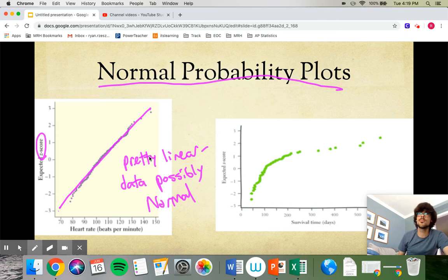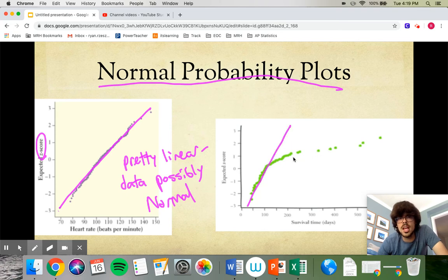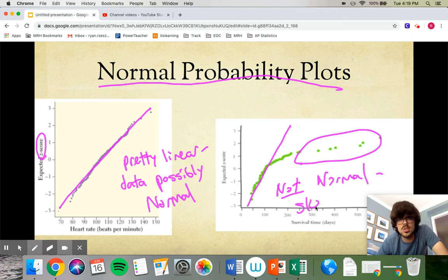So that's looking good. This other data set, though, same idea, z-score versus time. We cannot draw a line. It kind of spaces out this way and tails this way. This would be skewed to the right. So not a normal distribution. It's instead skewed to the right.